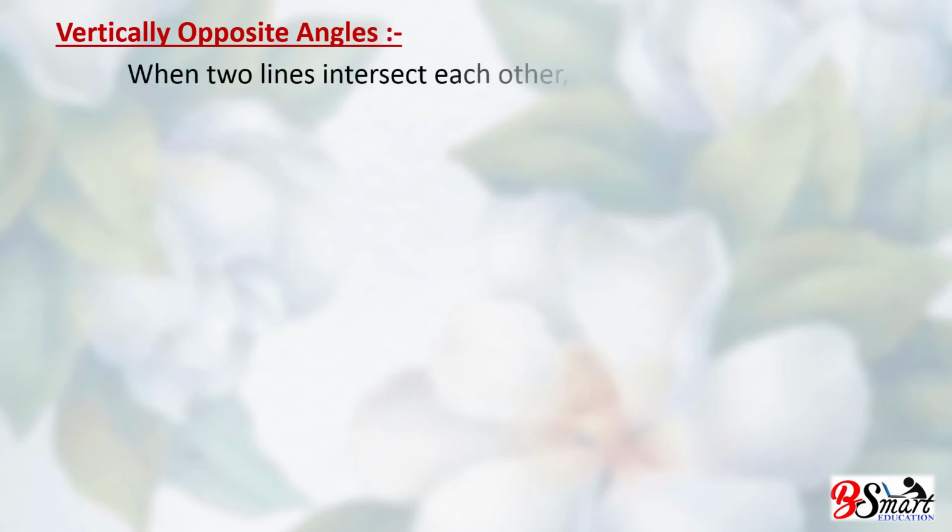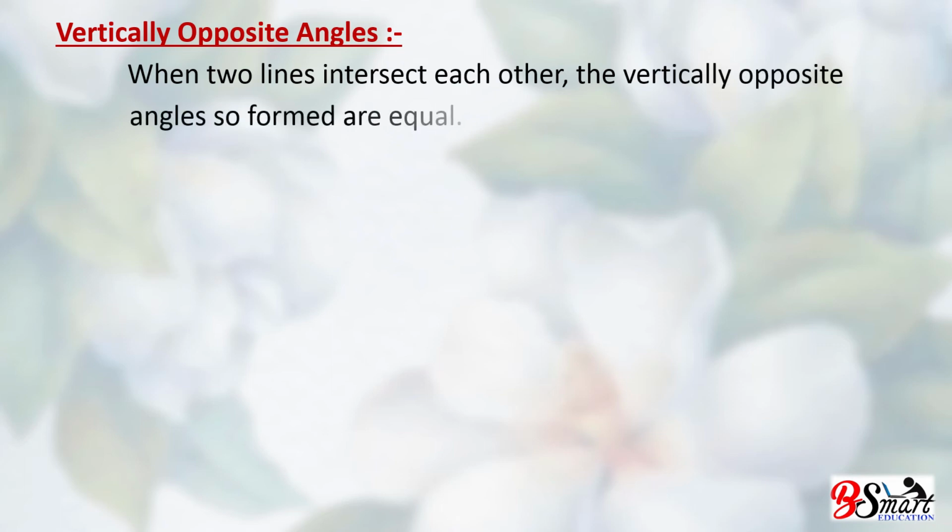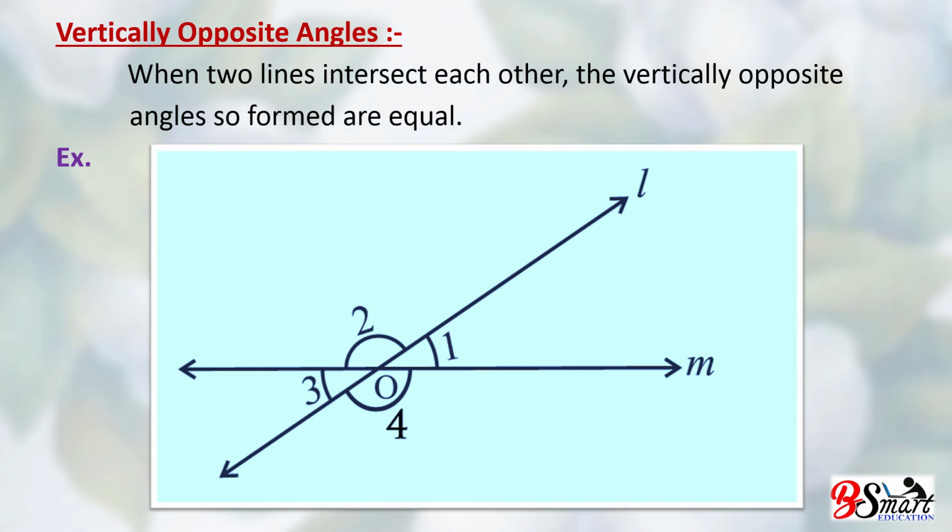Now come to the next topic, vertically opposite angles. When two lines intersect each other, the vertically opposite angles so formed are equal. For example, as we can see in the figure, the line L intersects line M at point O. So, angle 2 and angle 4, and angle 1 and angle 3 are vertically opposite of each other and are of equal measure.